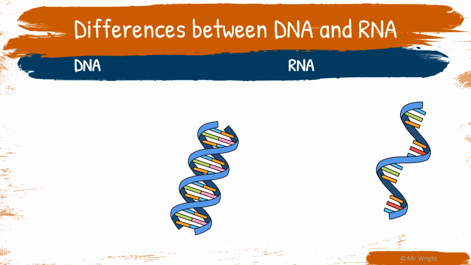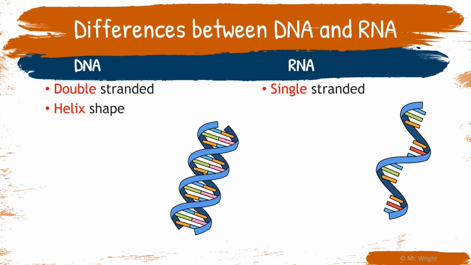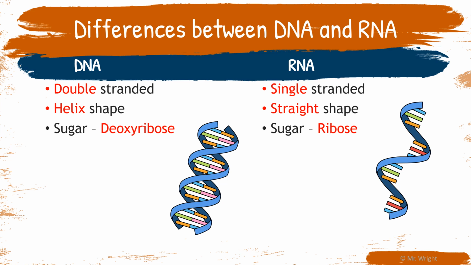That then allows us to look at the differences between DNA and RNA. DNA has a double-stranded structure, whereas RNA has a single-stranded structure. DNA has a helical shape, whereas RNA has a straight shape. The nucleotides of DNA consist of a sugar molecule called deoxyribose, whereas RNA nucleotides have a sugar molecule of ribose. One of the nitrogenous bases of DNA is thymine, whereas uracil is a nitrogenous base found within RNA nucleotides.